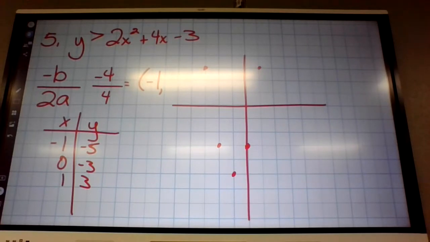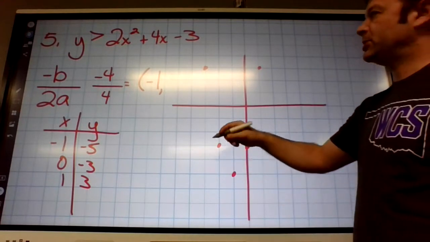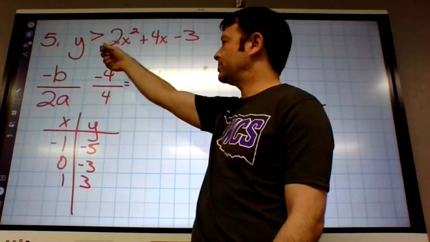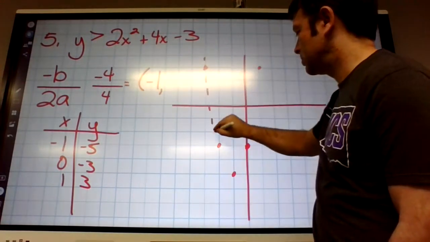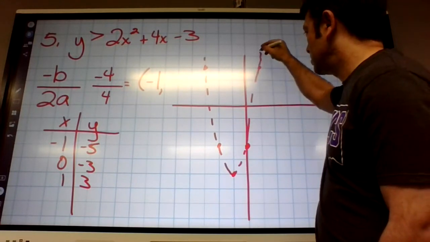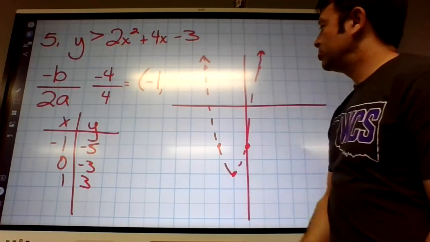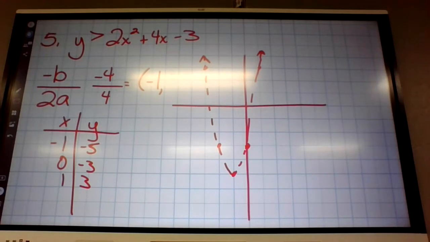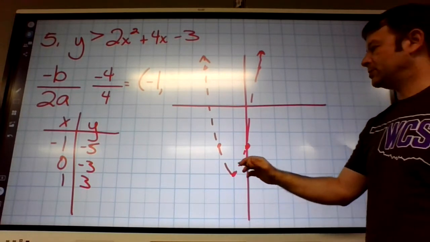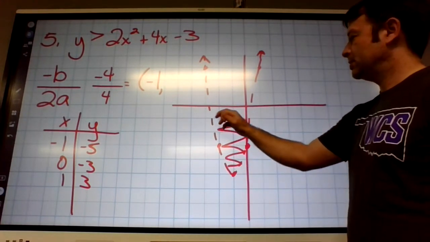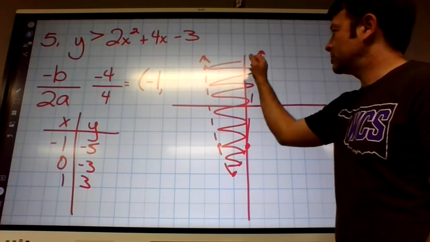Alright, should the parabola be solid or dashed? Dashed, because it's greater than, not greater than or equal to. Should we shade above or below? Above. Greater than is above. So in this case, above would be inside the parabola.